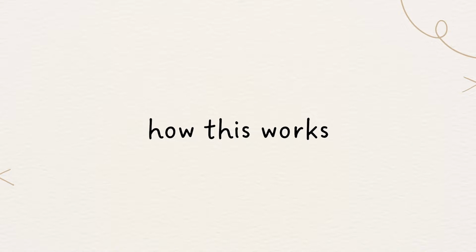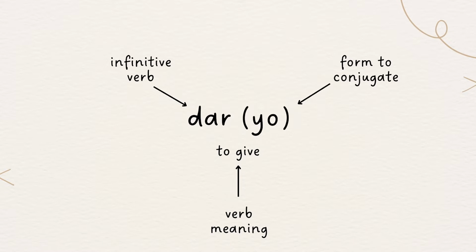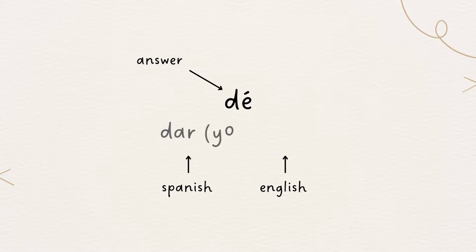Before we get started, this is just how it works. I'll give you the infinitive verb first. Then I'll have the form that I would like you to conjugate it in, in parentheses. And then just for reference, I'll put the verb meaning under that. I'll give you about 3 seconds to answer, and then I'll give you the answer.